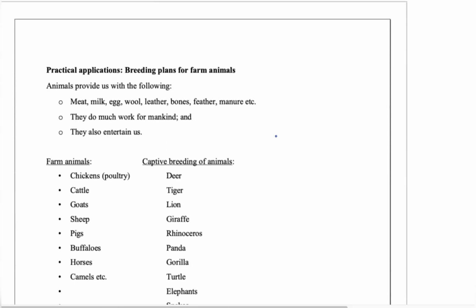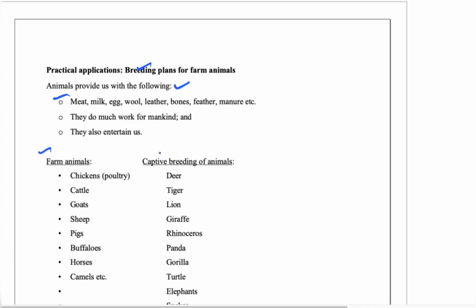Now, if we talk about the practical application, there are breeding plans for farm animals. Different farm animals are basically being bred in the farms. Animals provide us with different items like meat, milk, egg, wool, leather, bones, and so much more. And they also do much more work for mankind. So that is why we breed them for our benefit. We are selfish in this manner.